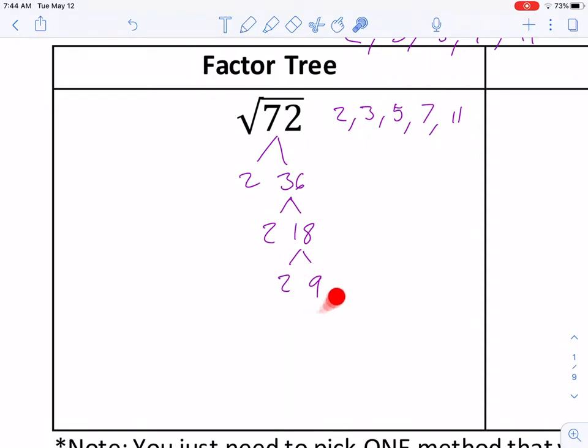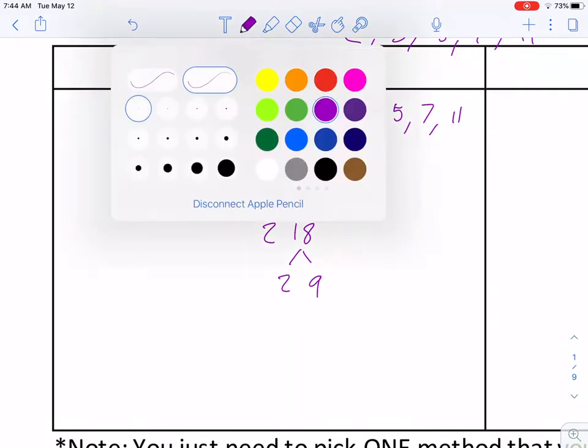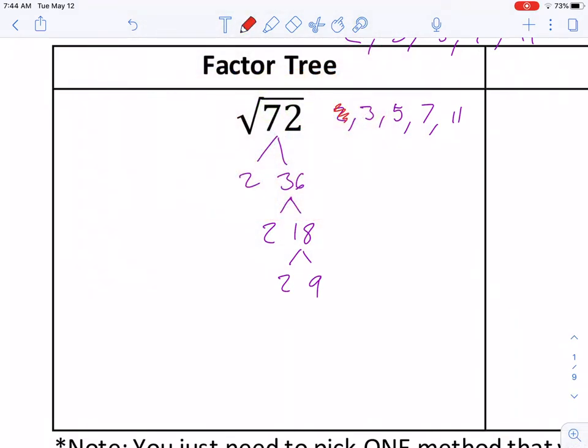And now we're looking at 9. Can 9 be divided by 2? And the answer is no. 2 doesn't work there. So watch. I've used up 2 as much as I can to get 3 prime factors there. I'm now going to move on to 3. Can 9 be broken down by 3? And it can. 9 can be broken down 3 times 3.